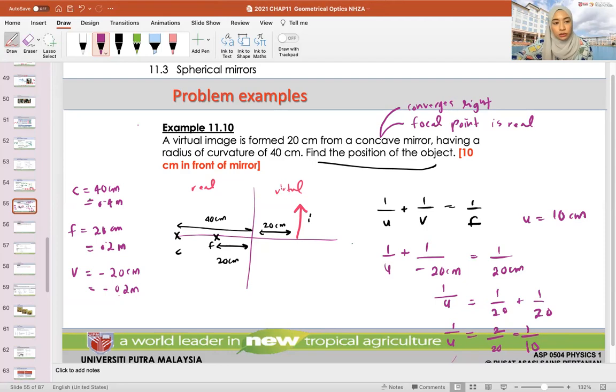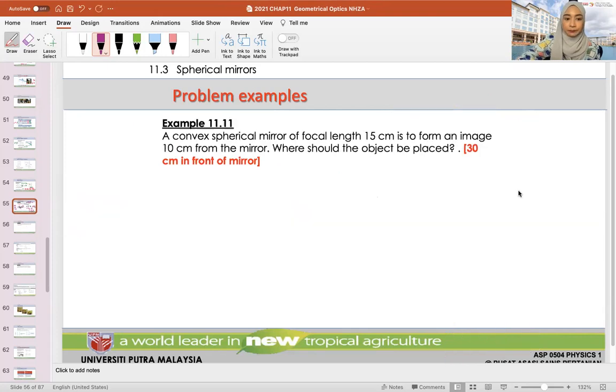So 1 over u is equal to 1 over 10. Therefore, my u is 10 centimeter. So 10 centimeter, it is a positive value. It tells me that the object is in front of the mirror. So when you get this answer, you have to know what it means. If it's positive, it is real. If it is negative, it is virtual or behind the mirror.